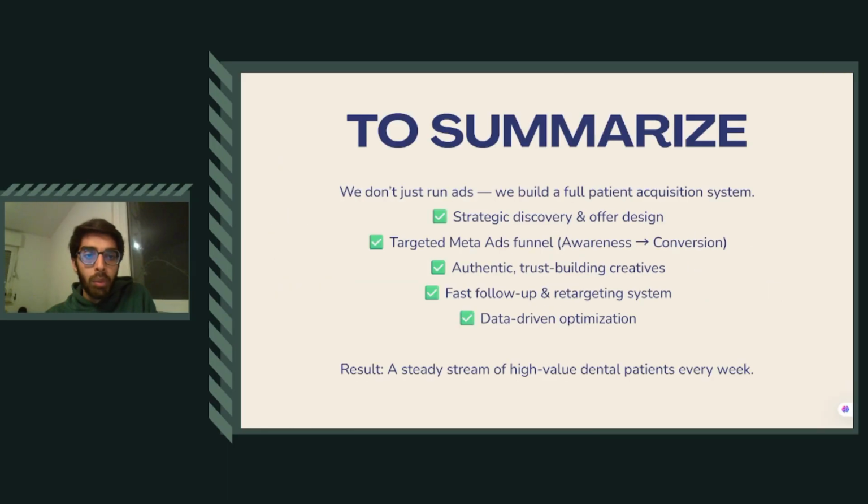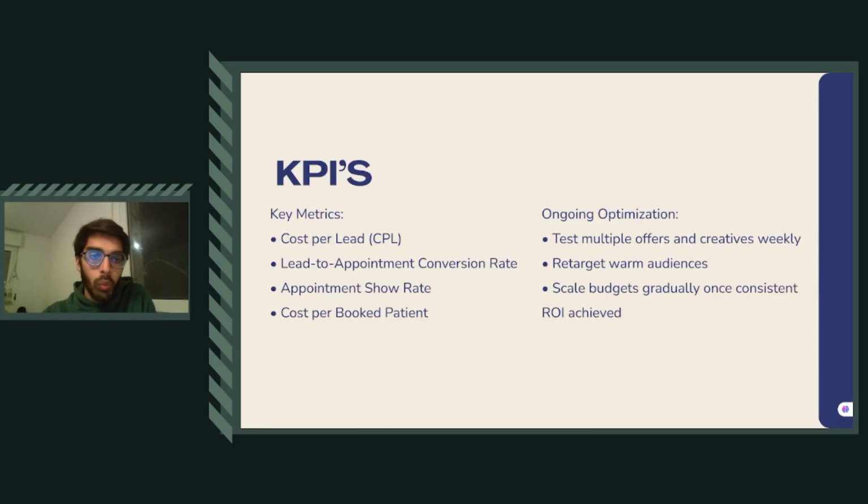Here are the most important parts in the conclusion. What would be the KPIs that we have to keep in mind after running the campaign? These are some of the most critical key metrics. The first and foremost will be the cost per lead. Then we would have the lead to appointment conversion rate, appointment show rate, cost per booked patient, and ongoing optimization, like testing multiple offers and creatives weekly. We target warm audiences and scale budgets gradually once consistent ROI is achieved.